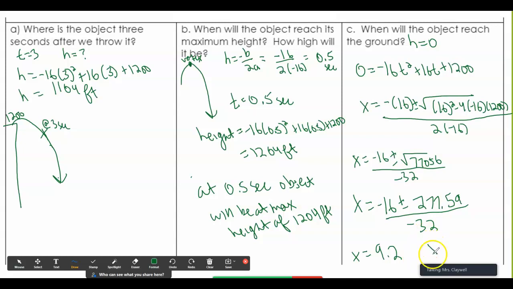So we can have 9.2 seconds or negative 8.2. Once again, we can't use the negative time. So our answer would be 9.2 seconds.